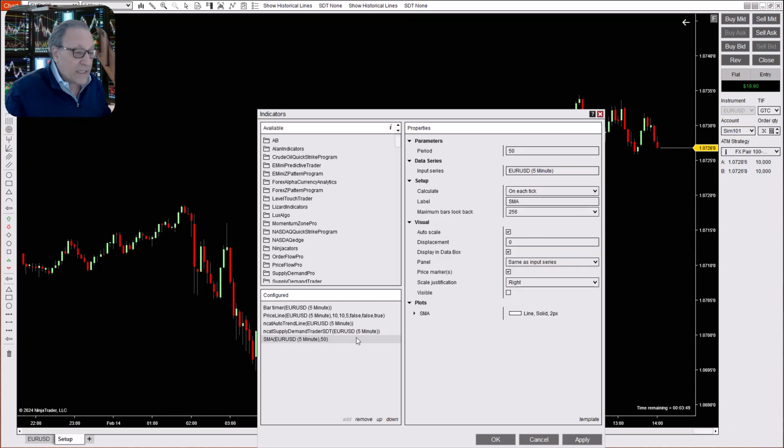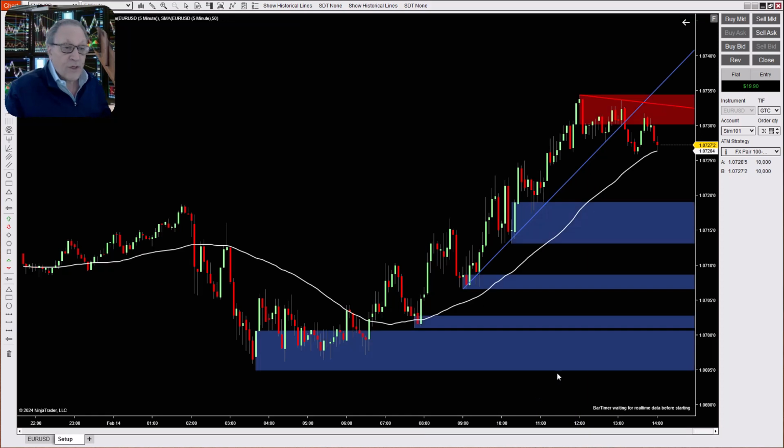And lastly, just a simple SMA native NinjaTrader indicator with a 50 moving average. And let's turn those on. And as you can see, I've got a nice up trend line right over here and the beginning of a down trend line right over here.